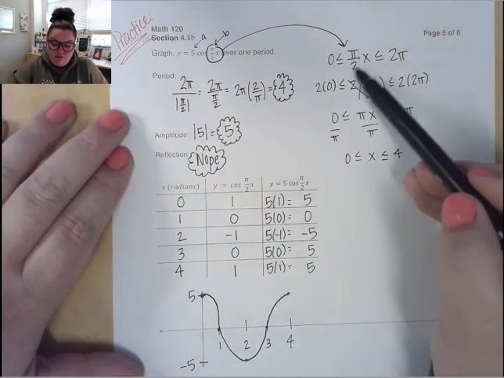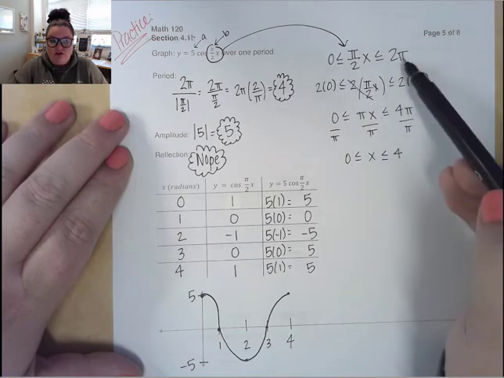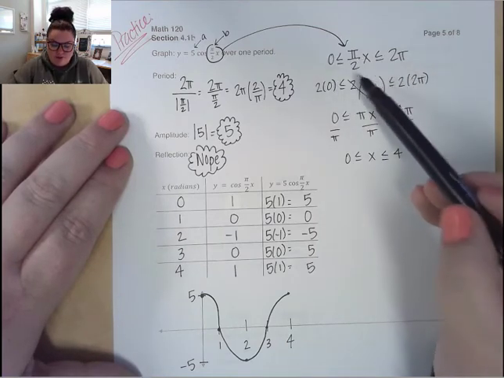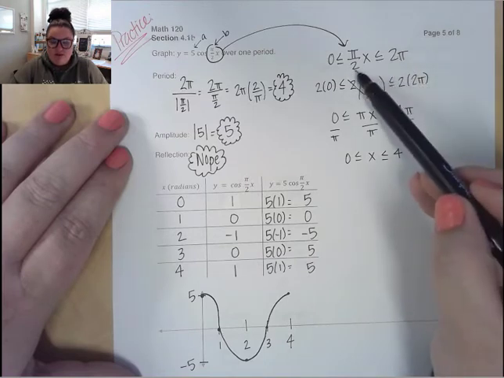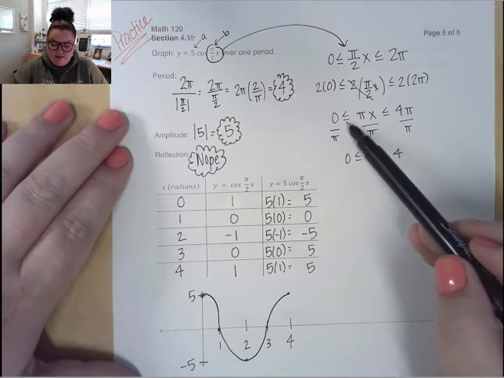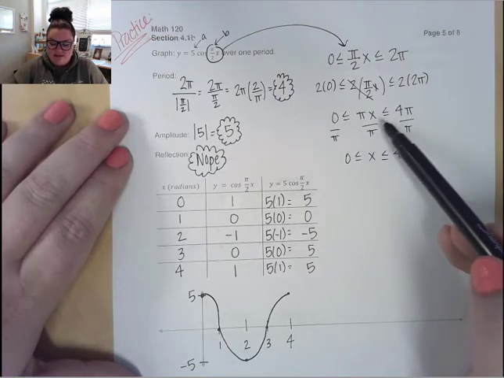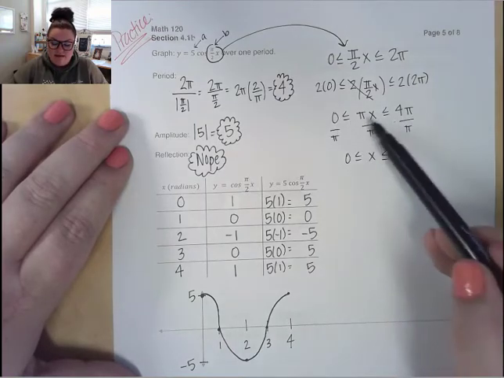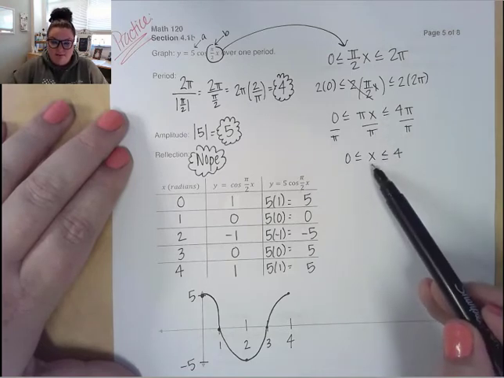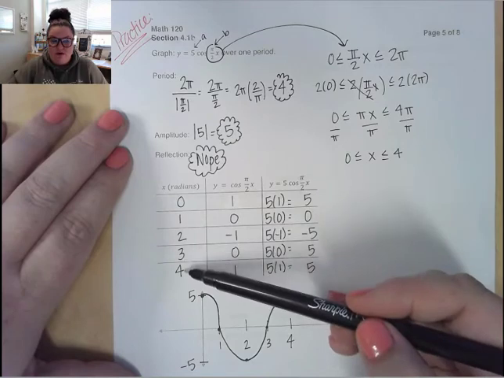So I'm putting pi over 2x between 0 and 2 pi, and I got rid of the pi over 2 in 2 steps. First, I multiplied everything by 2 to cancel out this 2. So that gave me 0 is less than or equal to pi x is less than or equal to 4 pi. And then I divided off the pi because all I want in the middle is x because I'm trying to figure out what to put over here.